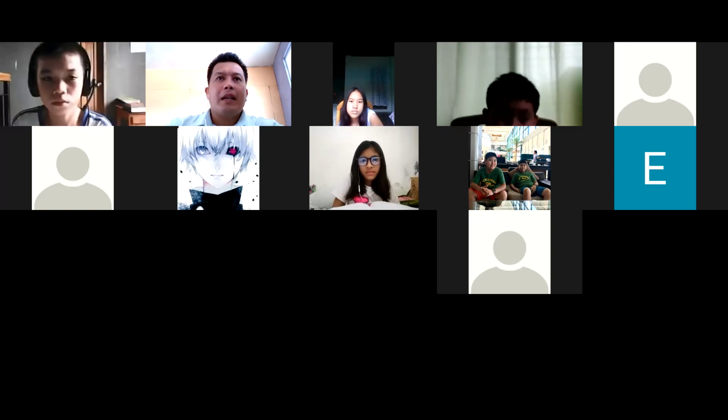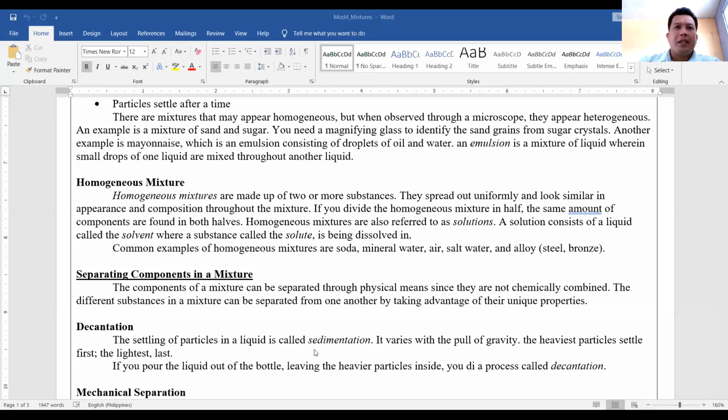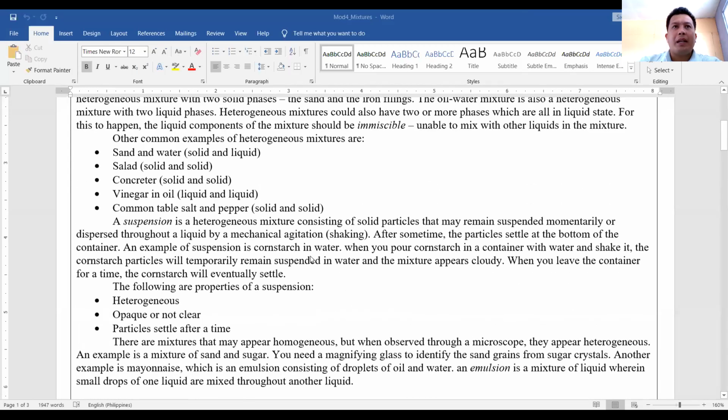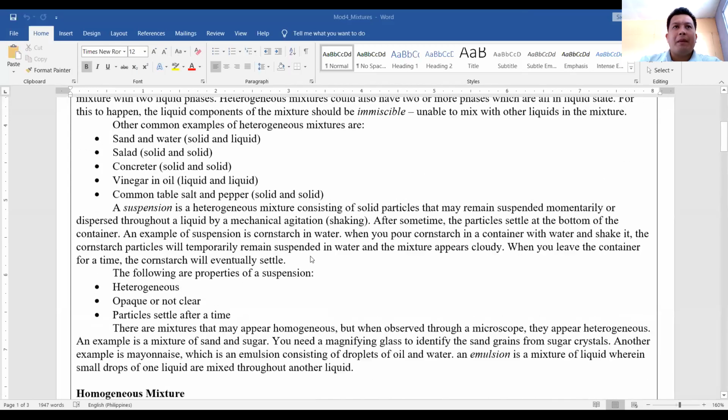In your module, class, we have here the methods of separation of a mixture. I did not prepare any presentation for this one because I think it can be explained properly, class.